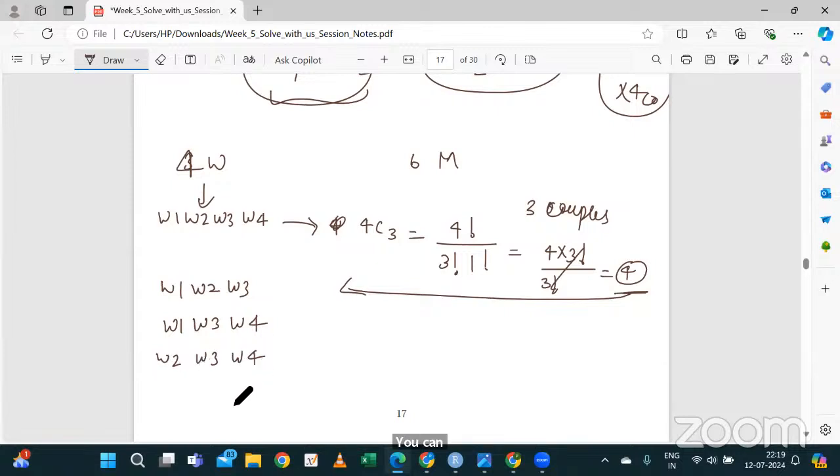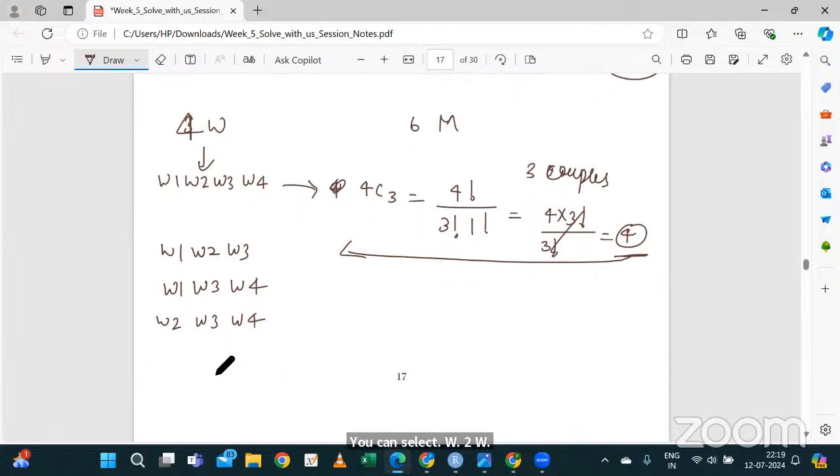What else? There will be one more case. W1, W2, and W4. So these are the 4 possible cases to make a group of 3 women. Are you getting it? What you were doing is just simply the arrangement, right? Yes, sir. Okay, is it clear?